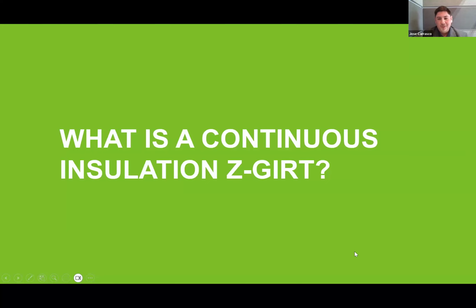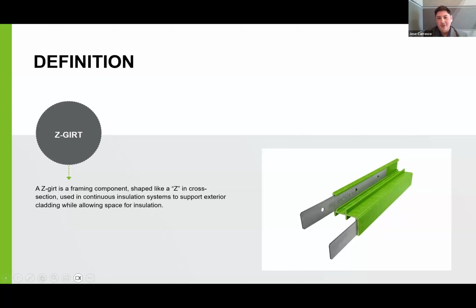You'll hear the term Z-girt a lot today, so we thought it would be best to start off with a simple definition of what is a continuous insulation Z-girt. What we have on screen here is an image of a Z-girt itself. This is a subframing component that's installed on the exterior of a building, and it really works to both hold your continuous insulation in place as well as give you an attachment point for your cladding.